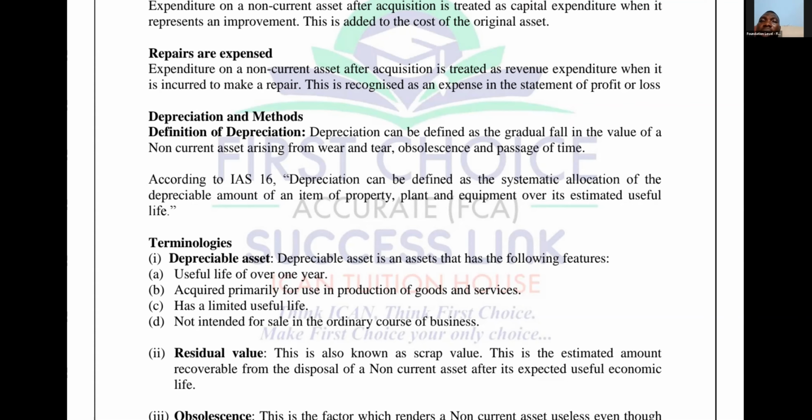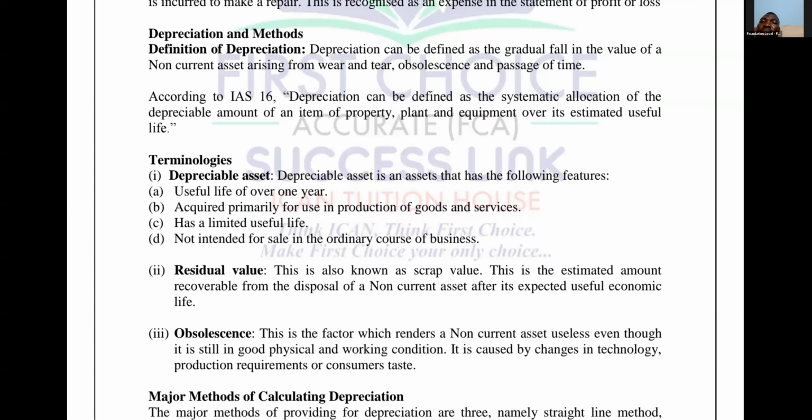Okay, let's move on. Let's talk about the terminology before we move. We have what we call depreciable assets. A depreciable asset is an asset that has the following features. Number one, it has a useful life of more than a year. Number two, it is acquired primarily for production purposes, not for resale. It is acquired to be used for production, not to be consumed during production.